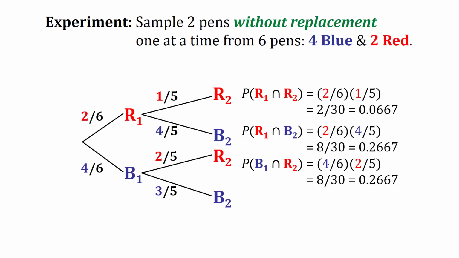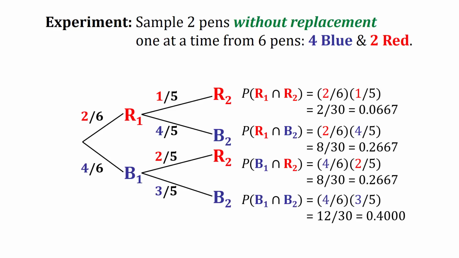And then lastly, if I want to find the last probability, what I could do is add up the 3 intersection probabilities I found so far and subtract them from 1, because I'm forming a partition with these intersections. I'm listing out everything that could happen. Or I could just multiply along the branches like I have been doing. 4/6 times 3/5 is the probability that I pull out 2 blue pens. And if you want to add up those 4 intersections, you will see they sum up to 1.